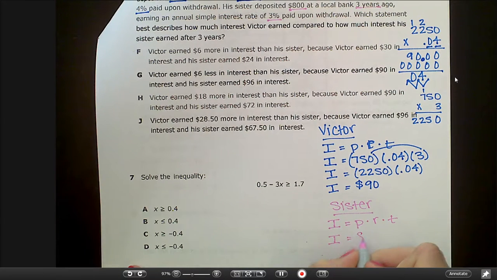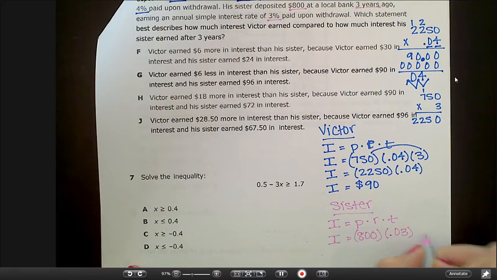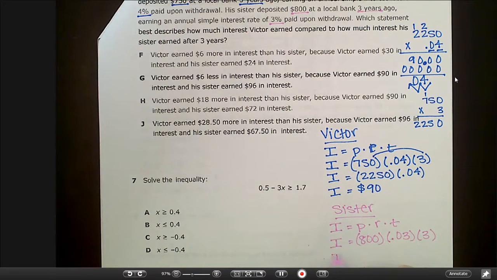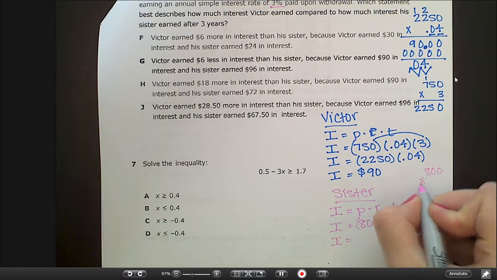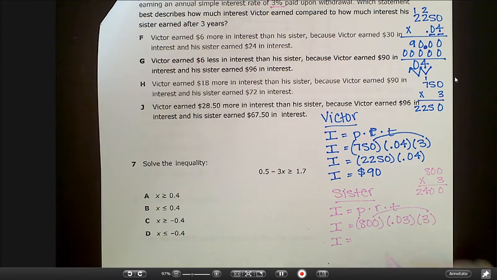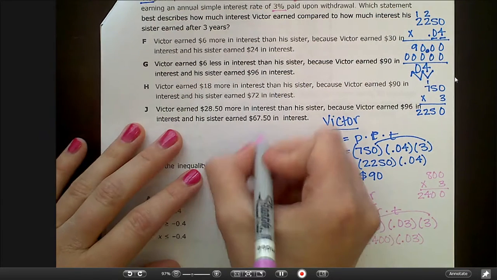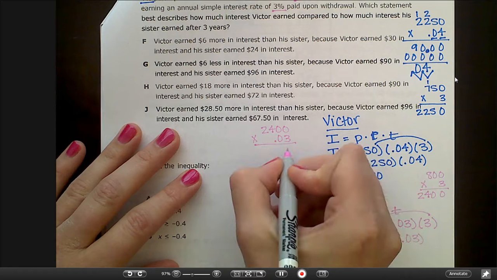Her principal is $800. That's what she started with. Her rate is 3%, so 0.03. And her time is 3 years, just like her brother. So if I multiply 800 times 3, we get 2,400 times my interest rate of 3%. Let's find some space. Multiply this out on your correction page.